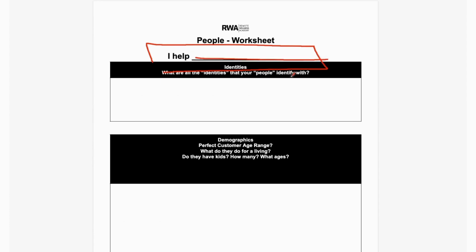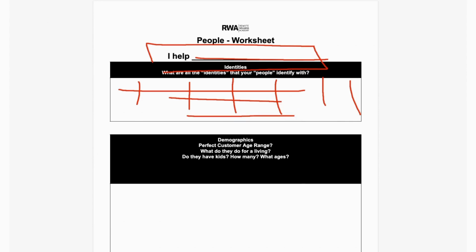That's it, right? And then underneath that, what are all the identities that you have found from your research in terms of how they identify themselves? And then after that, it's very simple. What are all of their demographics? Demographics are things like, what are their age, their income range, their occupation? Do they have kids? Do they have any dogs? All of those things are more like demographics.